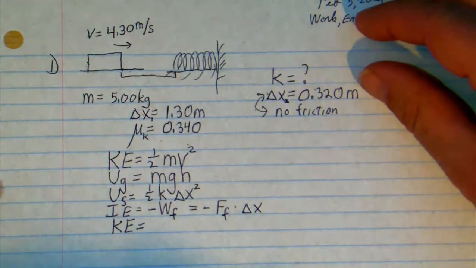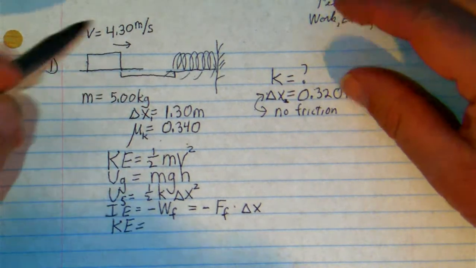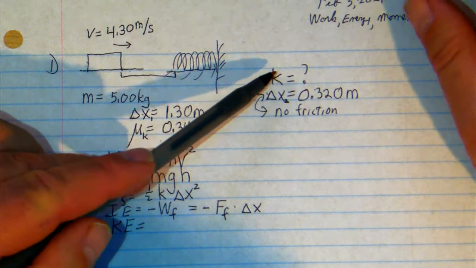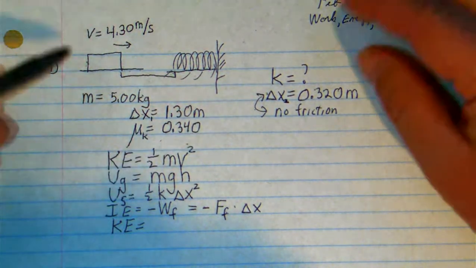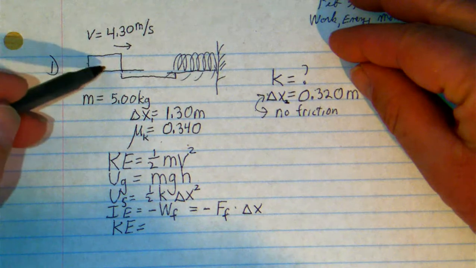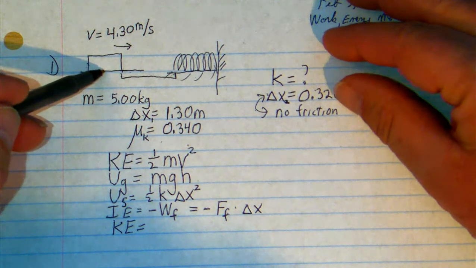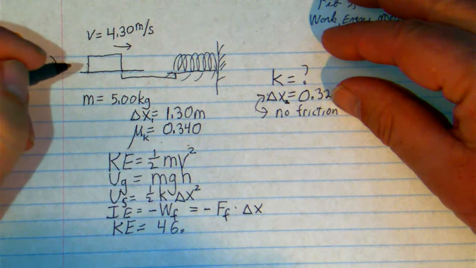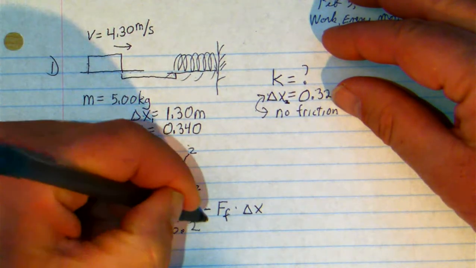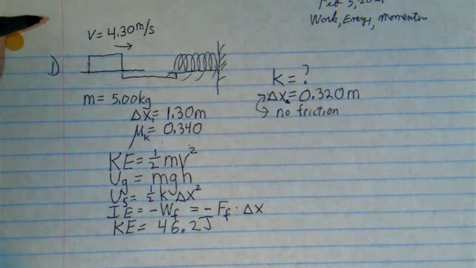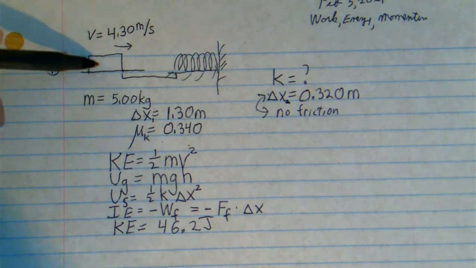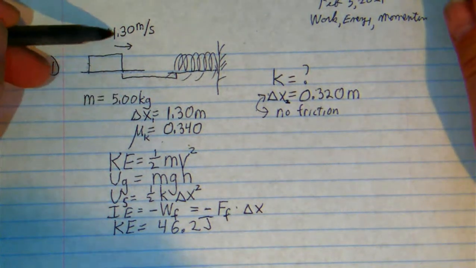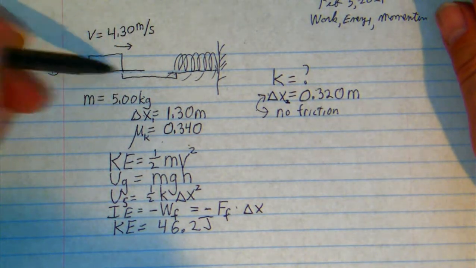All right, so the students correctly figured out that the first step in determining what the spring constant is here at the end of the problem is to calculate how much kinetic energy we are starting off with at the beginning of the problem. And the students and I agree that value is 46.2 joules. Okay, so we're starting off with 46.2 joules at the beginning of this problem when I have a 5 kilogram block moving at 4.3 meters per second on a horizontal surface.